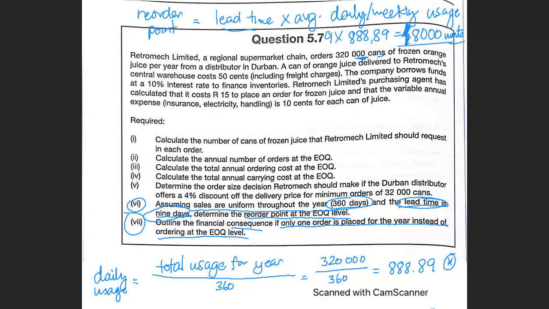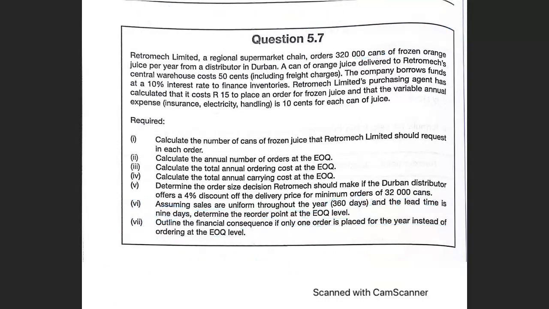Okay, so when we worked out your EOQ in question 1 here, we had an EOQ of 8,000 units. When we worked out the ordering cost in question 3 here, we had an answer of 600 Rand. And when we worked out your annual carrying cost in question 4 here, we had a total of 400 Rand. So collectively, just to place an order and hold it, it was 1,000 Rand.